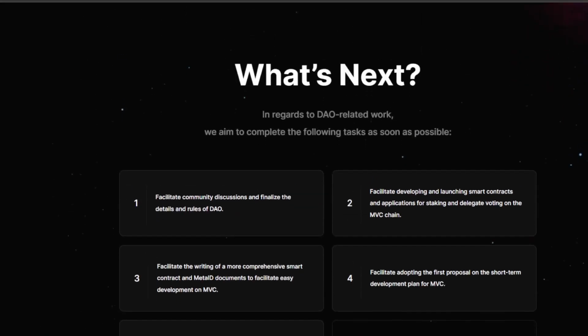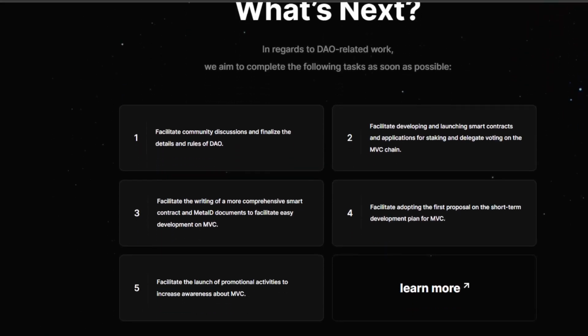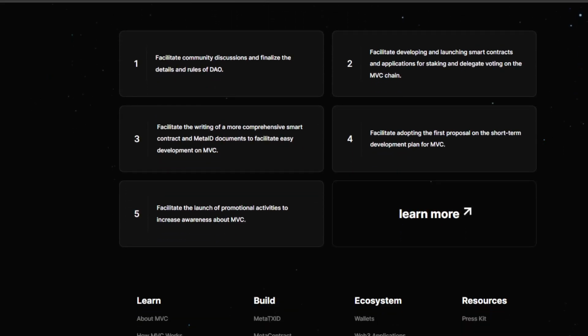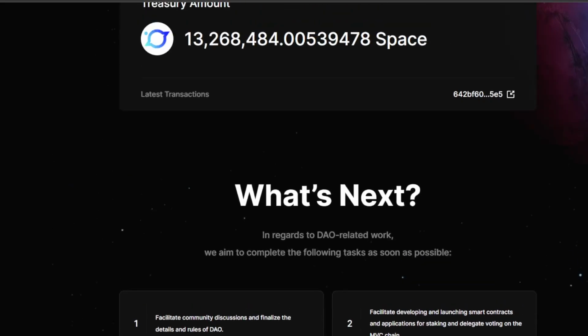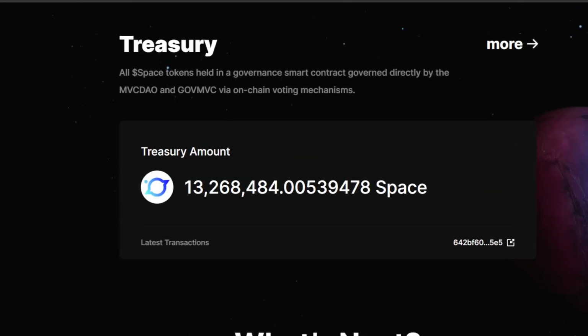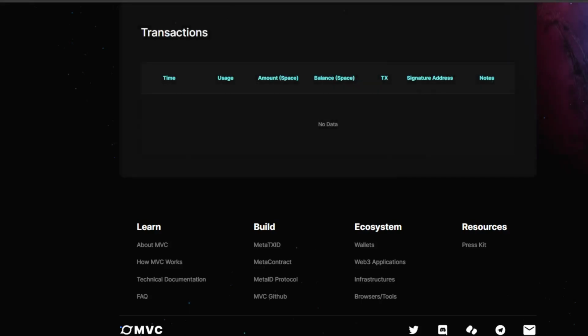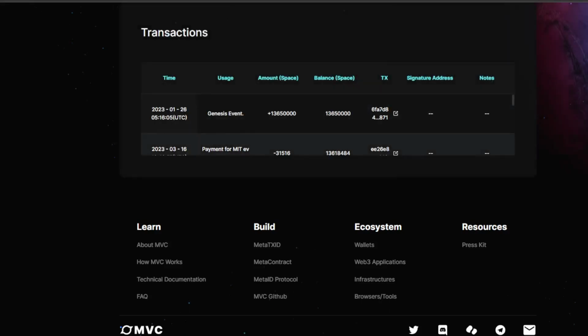And again, what's next? Facilitating writing more complicated. Yeah. You guys read this if this is what you're interested in. Short-term development plan for MVC. There's a lot happening in this DAO, and of course you can vote if you are a DAO member. Now, I clicked somewhere here before. I think it might have been here. Let me see if it is. Yes, there's a couple of transactions already in the DAO.